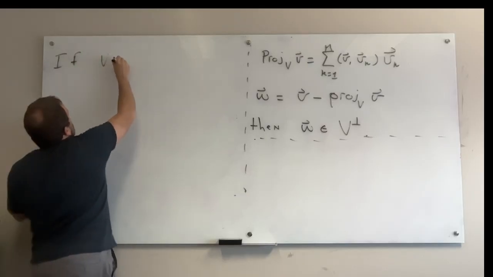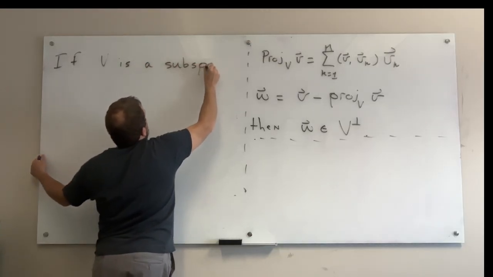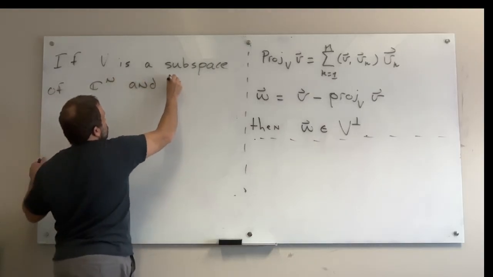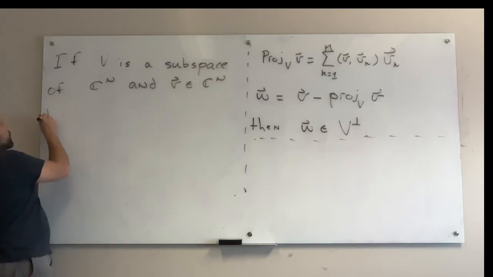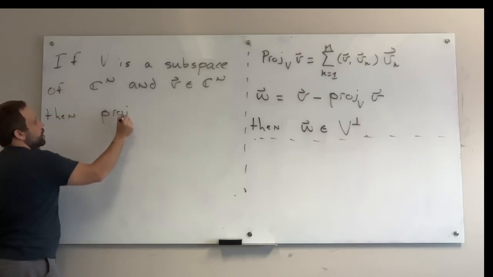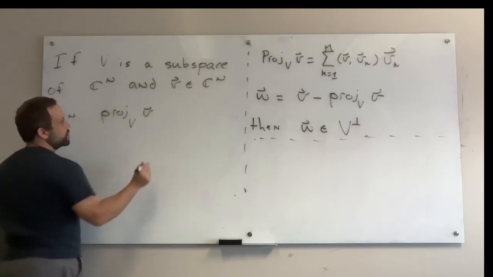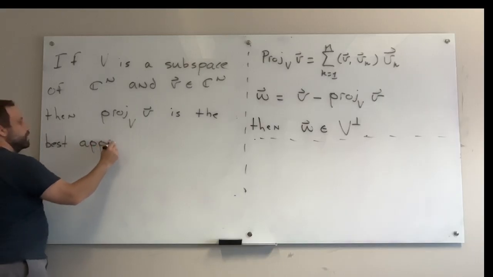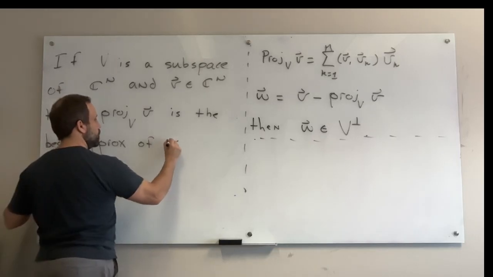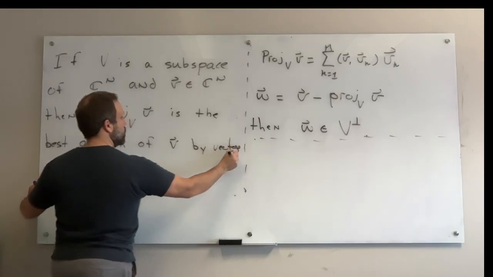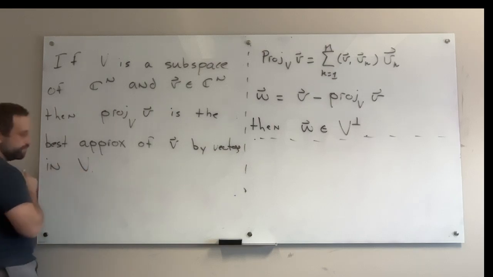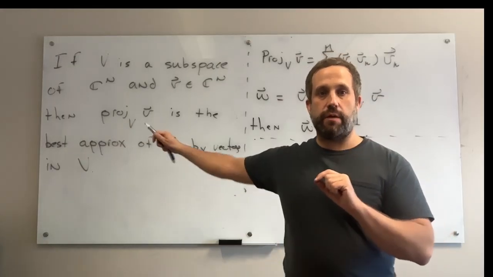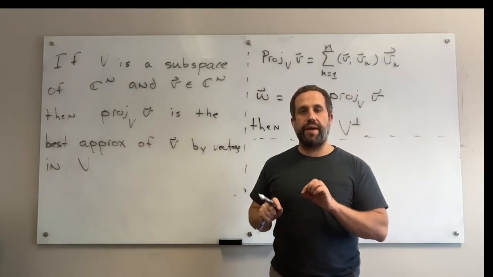if V is a subspace of Cn and v is a vector in Cn, then the projection onto the subspace V, which I defined over here, of the vector v is the best approximation of v by vectors in V. Okay, so let's say we have a vector little v in Cn, and for whatever reason we want to approximate this by vectors in some subspace. Then the projection of little v onto that subspace is going to give us the best approximation.